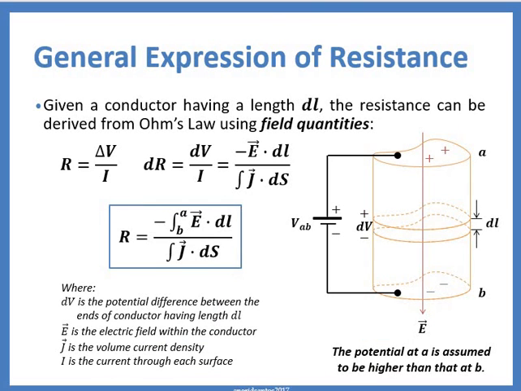Given a conductor having a length dl, the resistance can be derived from Ohm's law using field quantities.